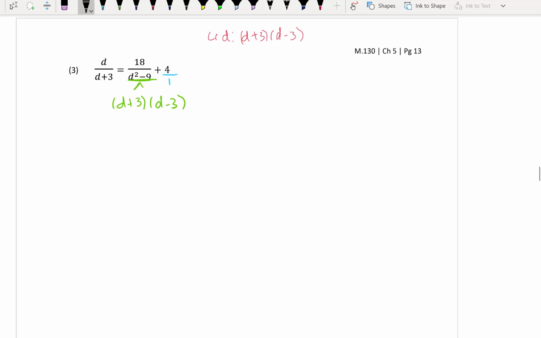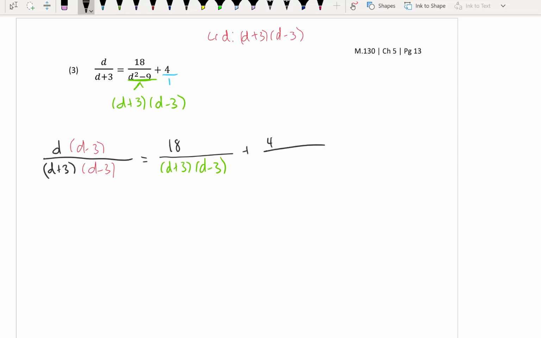So you're going to multiply by what is missing. So if I have my d and I have my d plus 3, well, what's missing here would be my d minus my 3. So I multiply top and bottom by what is missing. I have an equals, I have an 18, and remember I had d plus 3 and a d minus 3. So nothing is missing there, which is really nice. Plus 4, and what's missing here, because it's a 1, I'm missing everything. So I need my d plus 3 and d minus 3. So I'm going to write that in red.